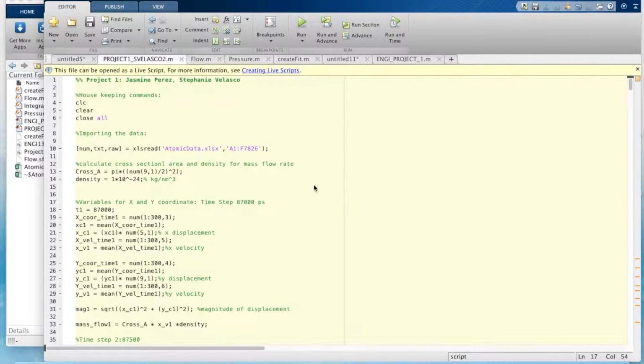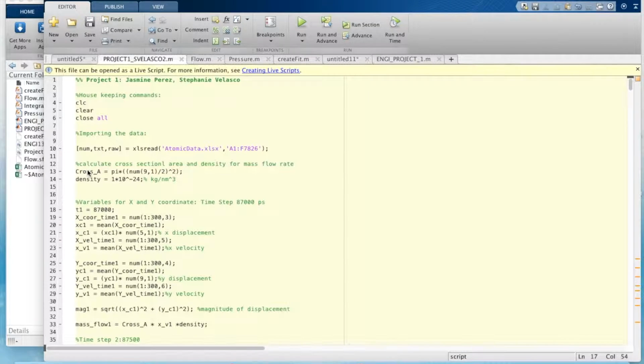And as you can see here, we use xlsread, and the data name is atomic data. And here are the cells from the Excel, and we inputted it as a number, text, raw format, so that the number will be the number matrix from the atomic data Excel, and the text would contain all the text cells from the atomic data Excel sheet, and the raw would provide us with the number and the text, so basically everything.